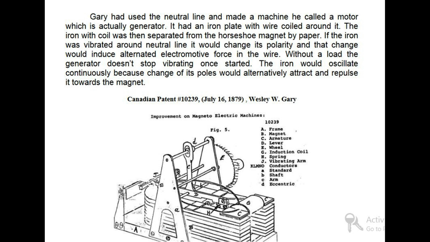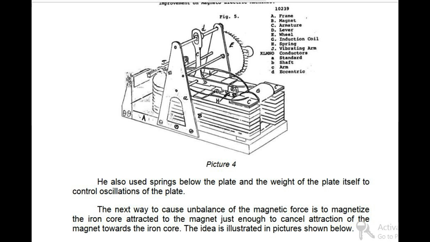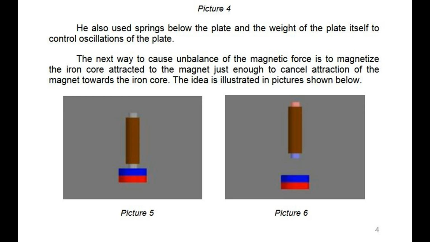Canadian patent number 10239, July 16, 1879, Wesley W. Gary. He also used springs below the plate and the weight of the plate itself to control oscillations of the plate. The next way to cause unbalance of the magnetic force is to magnetize the iron core attracted to the magnet just enough to cancel attraction of the magnet towards the iron core. The idea is illustrated in pictures shown below.